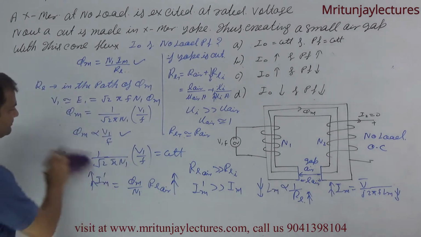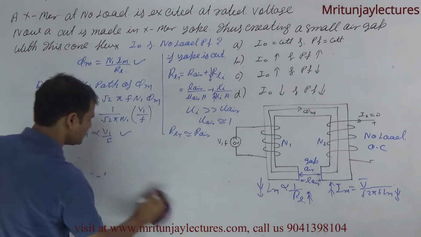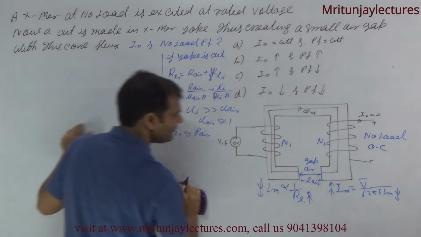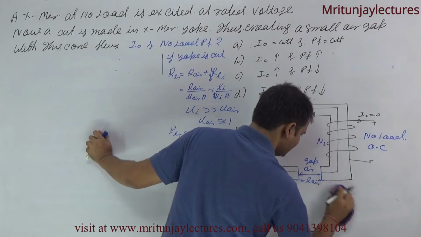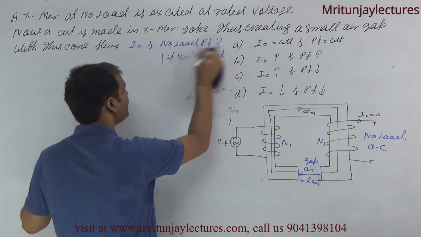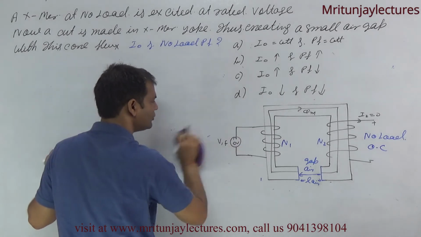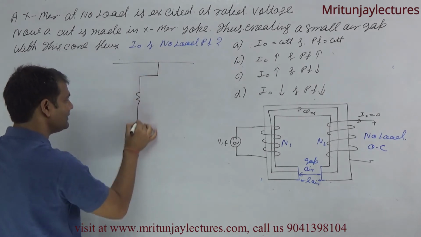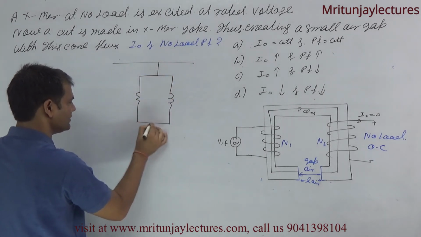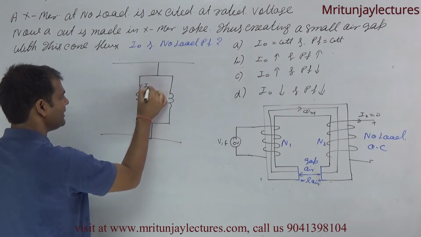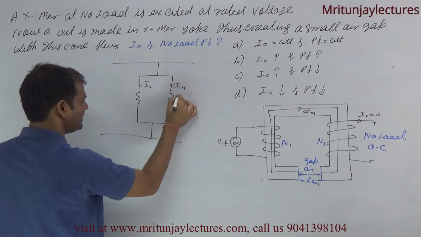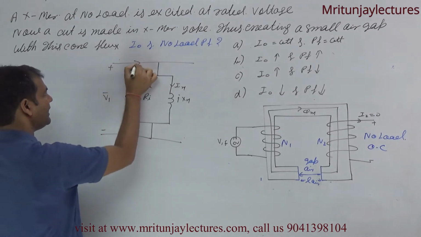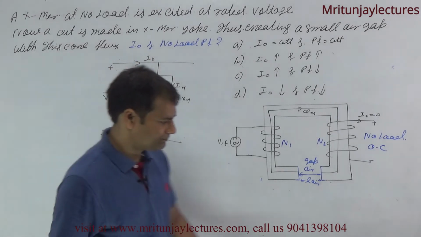Same condition. In both conditions we are getting phi m constant, and Im is changing. First of all, create the equivalent circuit at no load, like this one, that is Ii and that is Im, that is jXm and that is Ri and that is V1 and that is the no load current. Clear?